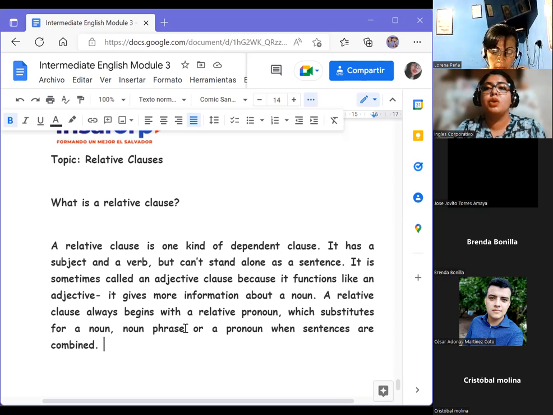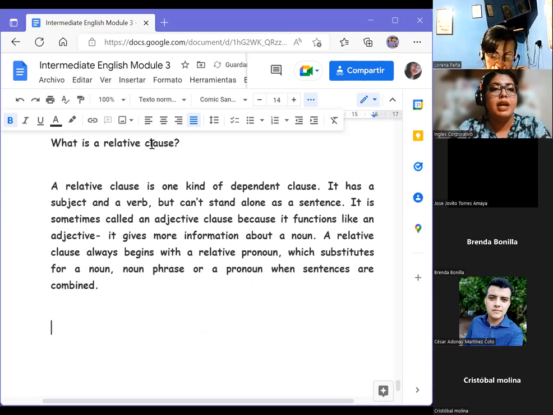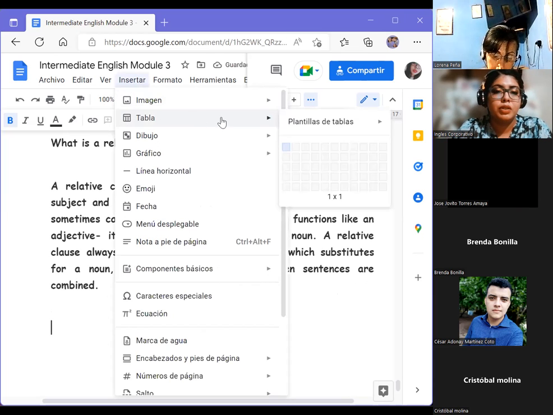In this case, we are not going to use the normal pronouns that we already know, that are I, he, she, it, we, you, and they. We are not going to use those pronouns. We are going to use the relative pronouns, and we are going to see what they are, in which cases we are going to use them, and obviously the uses for them. So we are going to have a table in which we are going to write the information about the pronouns that we are going to use in this situation.